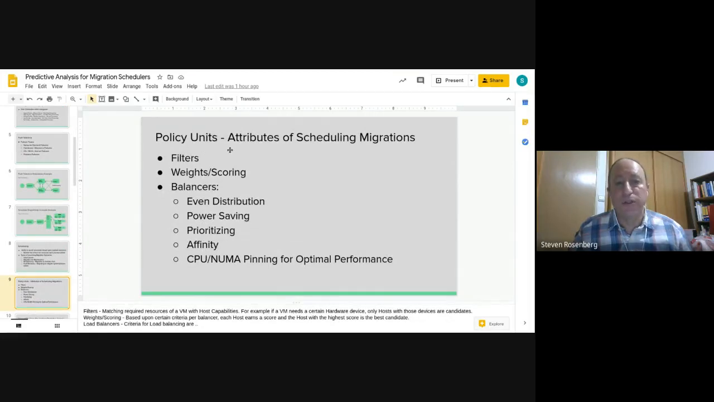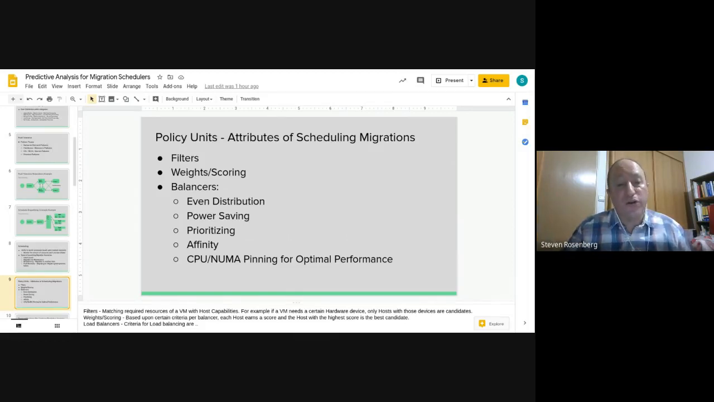So, policy units and the attributes of scheduling migrations. First we have filters. If a process that needs to be migrated needs a certain piece of hardware, those hosts that do not have that hardware will be filtered out. And the rest of the candidates that have that hardware can then be weighted and scored based upon the load balancer. For example, for even distribution, hosts that have more resources will have higher scores. For power saving, those hosts that use less energy will have higher scores.